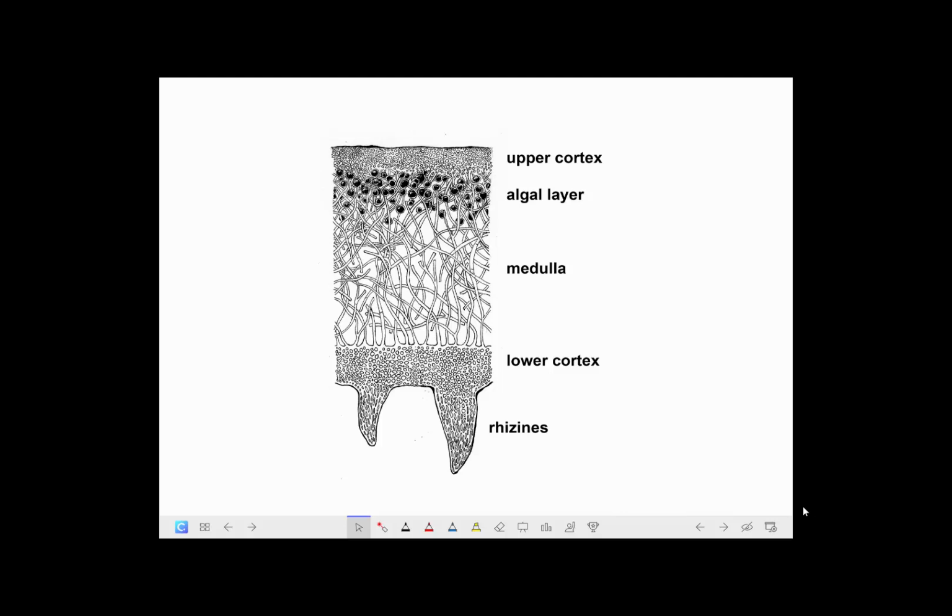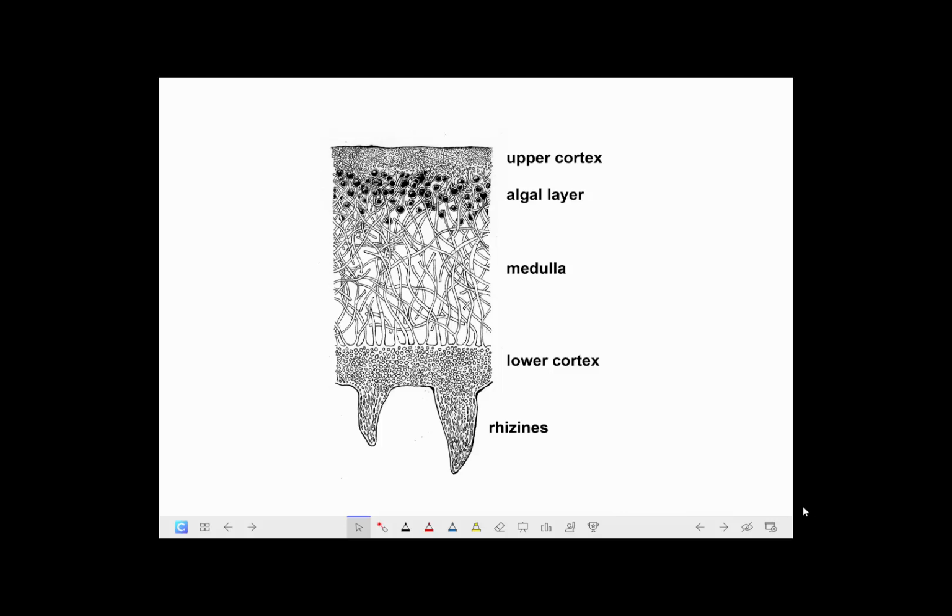And then most of the inside of the lichen is sort of puffy and loose. You can see the individual fungus strands if you look really closely. It's called the medulla. And then on the undersurface is another sort of crusty layer that's sort of hard, sort of like epidermis or skin, right? It's called the lower cortex. And sometimes there are attachment structures called rhizines.